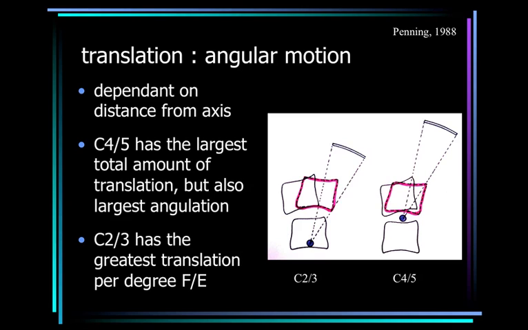This location of the axis will alter the relative amount of translation per angular motion that occurs at a joint. So if you look at C2-3, with its axis being in the posterior inferior aspect of the vertebra below, to achieve the same amount of angular motion, there will be a much greater amount of translation as compared to C4-5, where, because the axis is closer to the moving superior bone, there is relatively less. Now C4-5 still has the largest total amount of anterior-posterior translation, but its amount of angulation is also the largest. But C2-3, because of the location of its axis, has relatively the greatest amount of translation per degree of flexion extension, and that may put a stress on some of the tissues at this level.